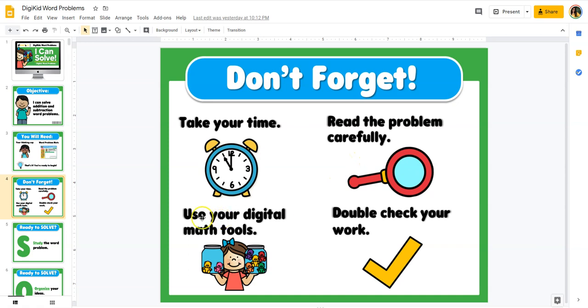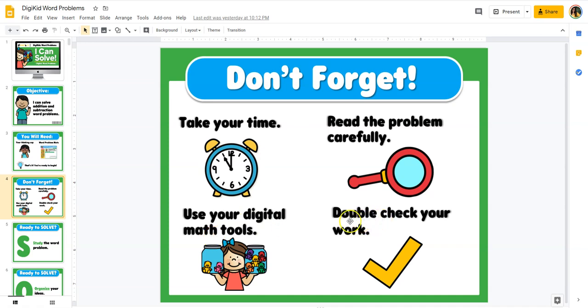The next thing is that you can use your digital math tools. You'll see when I show you the slides that there are some really great built-in math tools that you can use, and they're digital. That means that you don't have to have objects in front of you unless you want to. So there's digital math tools to help you when you're counting.